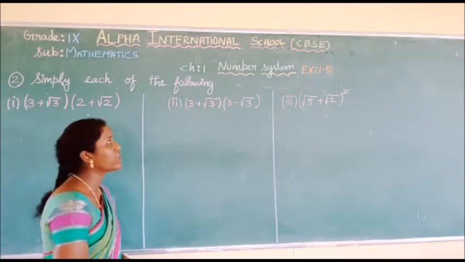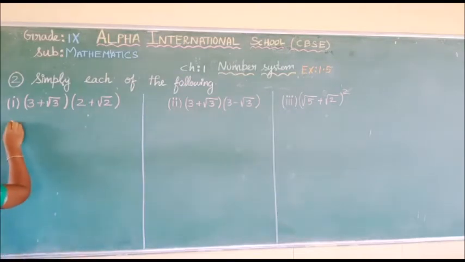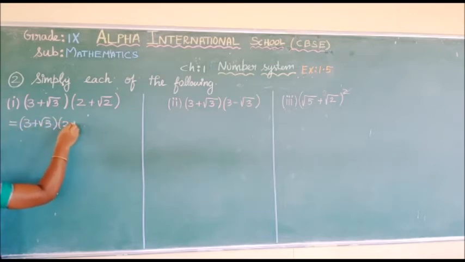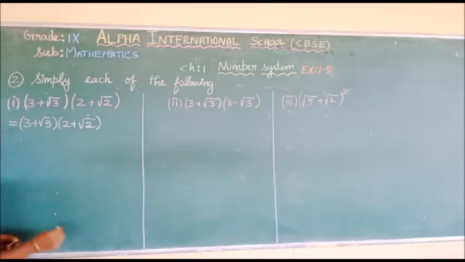Yes, let us multiply now. See the first problem. We have 3 plus root 3 into 2 plus root 2. How are we going to multiply this? Using this condition: if you have a plus b into b plus c, how do we multiply the terms? A should be multiplied with the second 2 terms, and b should be multiplied with the 2 terms.